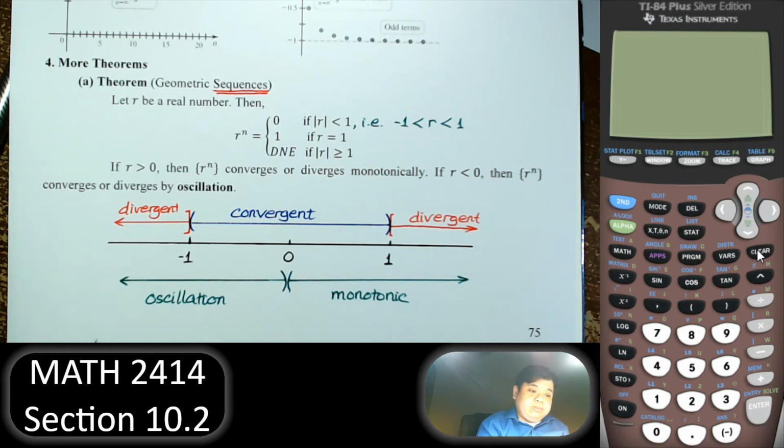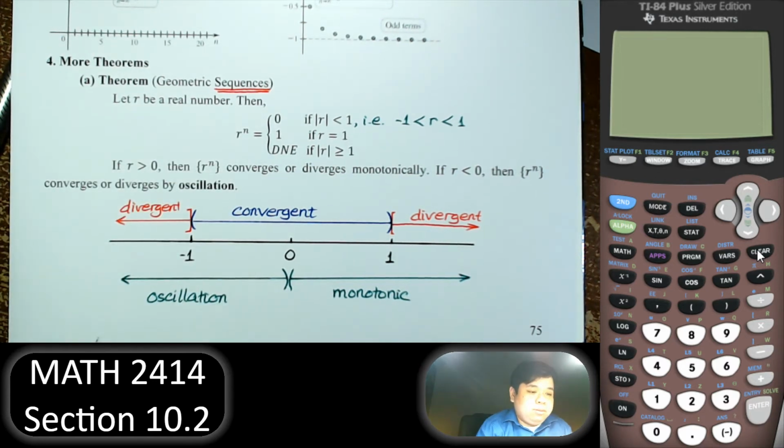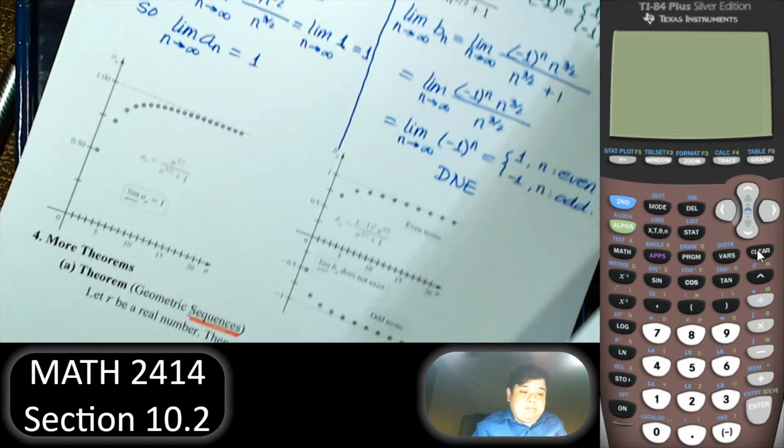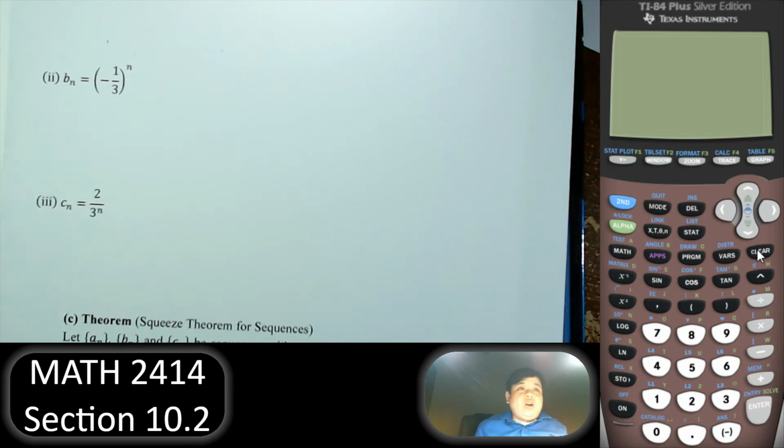Anything less than 0 is oscillation, and greater than 0 is monotonic. The sign will not change. That of course is only for r to the n power. Right? And r equal to 1 is a constant. R equal to 0 is also a constant, but that's not really important.